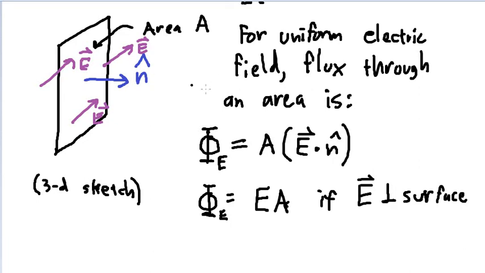So what this is saying is that you're measuring how much electric field punches through this area. If the electric field is going perpendicular to the surface, then it's going parallel to n hat, which means this dot product, the cosine part, will be at a maximum. So if it's perpendicular, then it's just electric field times the area.